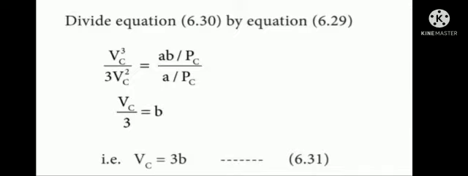Now divide equation 6.30 by equation 6.29. We will get Vc³/3Vc² = (ab/Pc)/(a/Pc). After simplification, we will get Vc/3 = b. Therefore, Vc is equal to 3b. Hence, we find the value for Vc. It is given by equation 6.31.